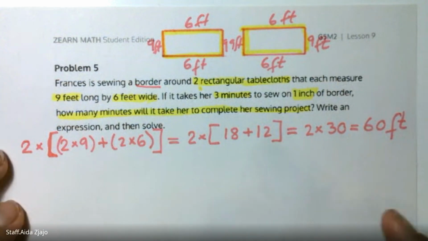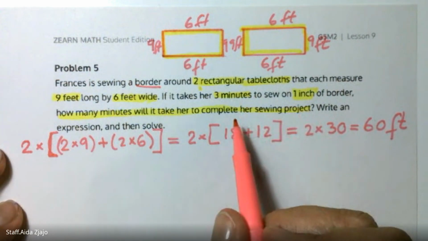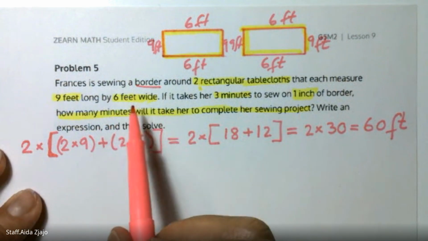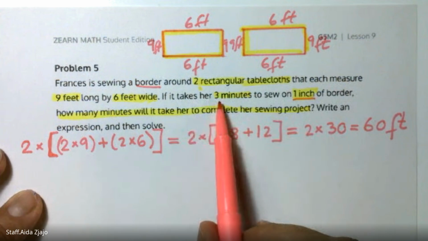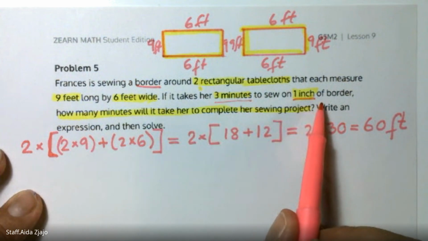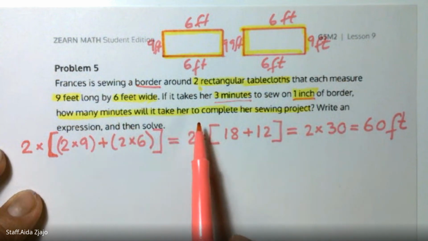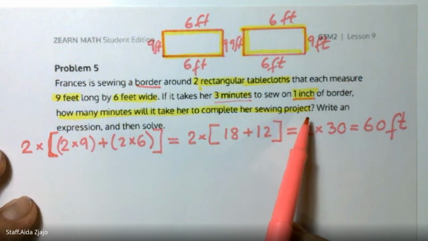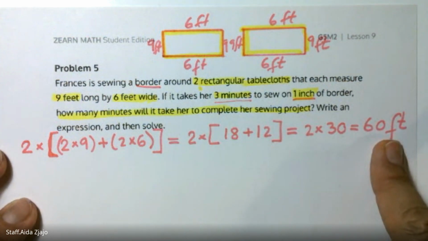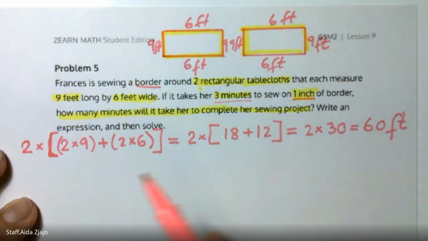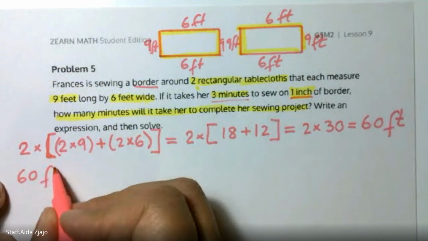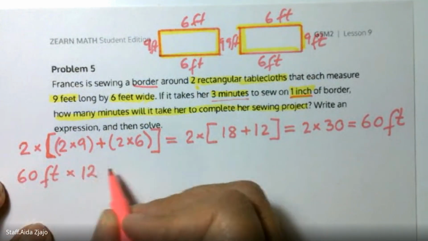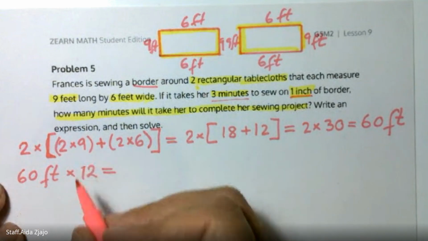60 feet. So now the answer has to be in minutes. And then each 1 inch. So if he takes 3 minutes to sew 1 inch of border, how many minutes will it take her to complete her sewing project? So this is 60 feet. It's not in inches. So what we need to do is part 2 is to have 16 feet times 12, which would give us how many inches that is.